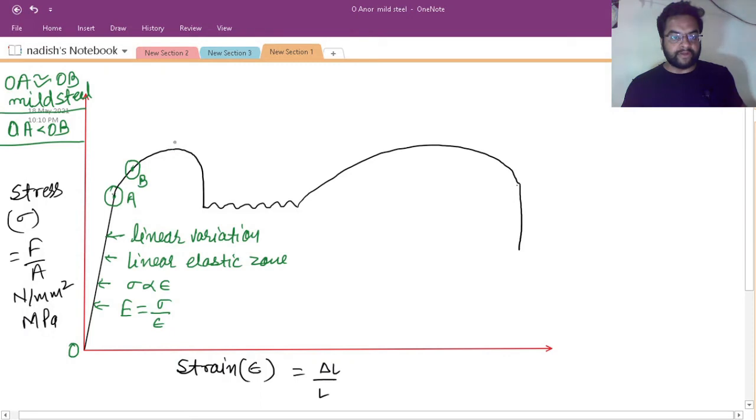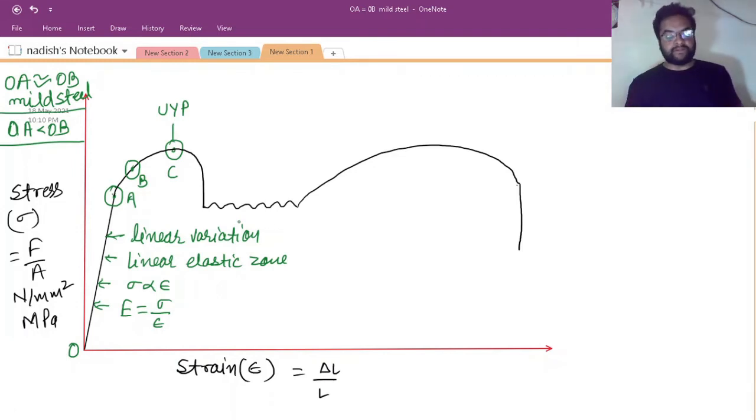This is the point C. And this point C is called the upper yield point. After this point, the resistance of the material suddenly drops down and the material becomes unstable, and this depends on the shape and size of the specimen.